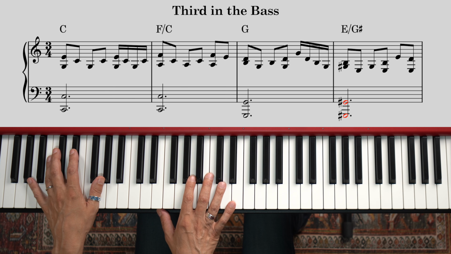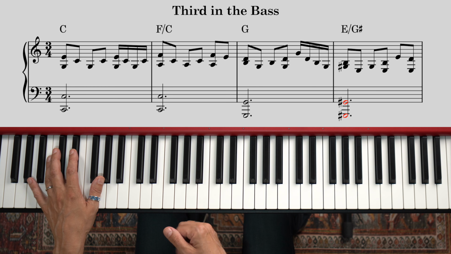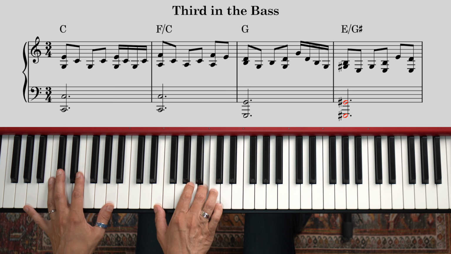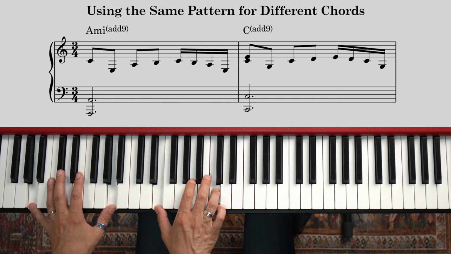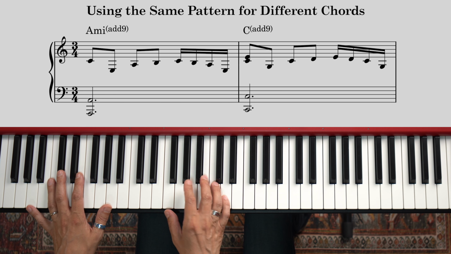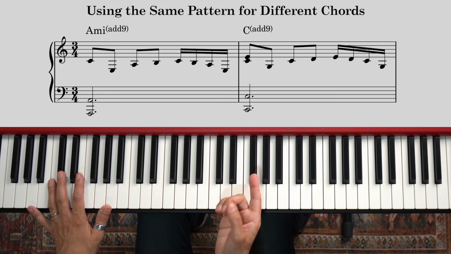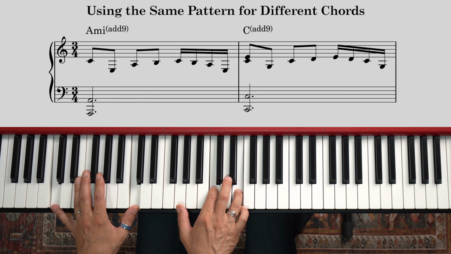Notice also that the third is in the bass here on the E chord, which creates more urgency for it to resolve to A minor. Here's another connection. The pattern on the A minor add 9 is almost identical to the one he used on the C add 9 in the intro.